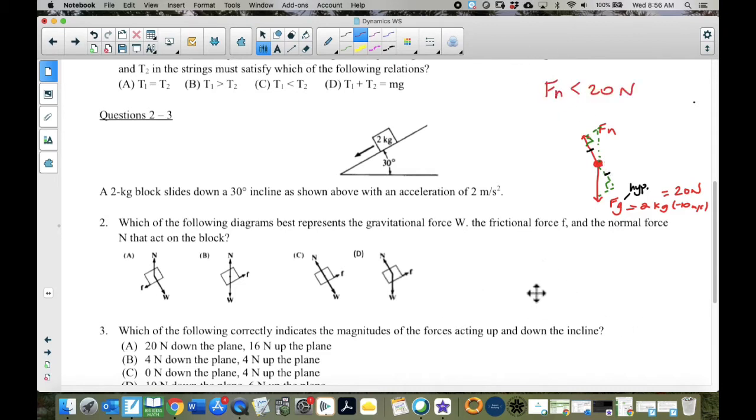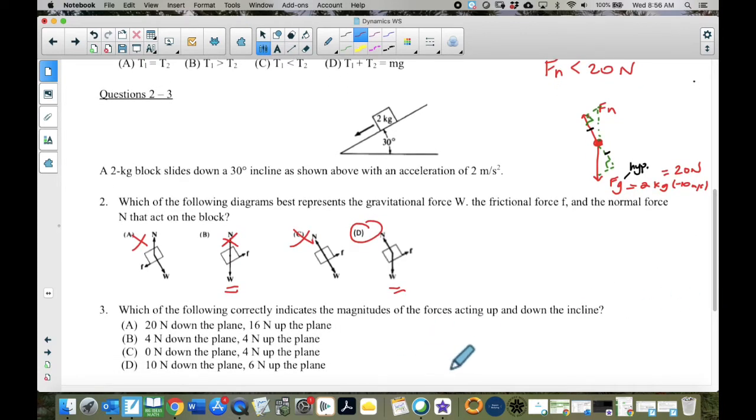Okay, let's just go back to the diagram for a minute, or question number 2. So which one represents best? Well, the weight has to be acting downwards. So that's the first thing I'm going to look at. This one's acting down, this one's acting down, this one's not, this one's not. So it has to be one of these. And I know the normal force doesn't act that way. And so D is the option.